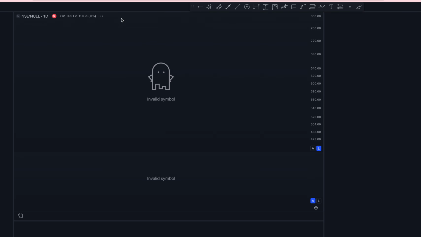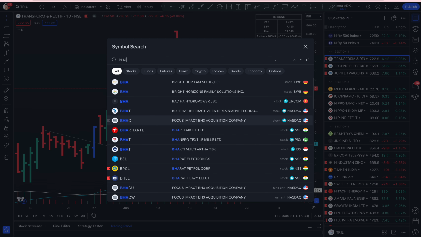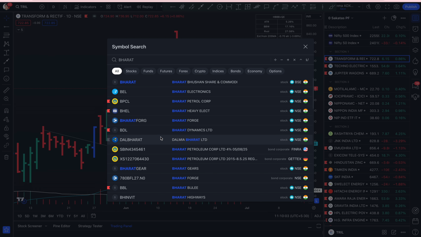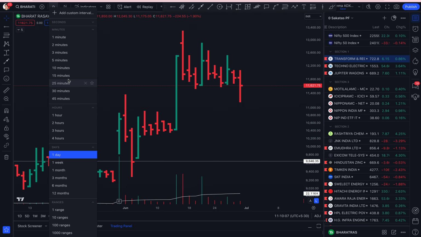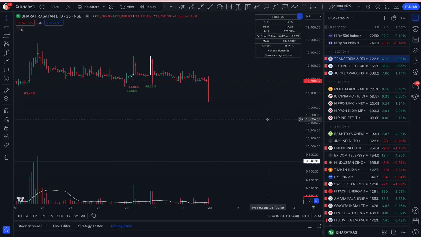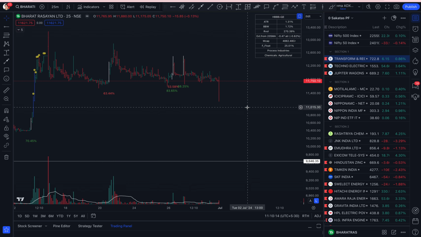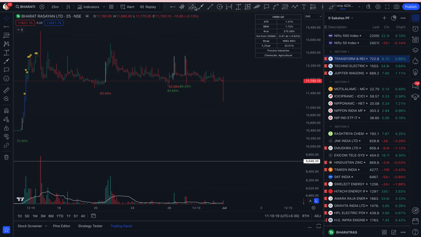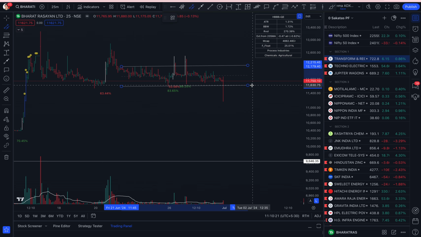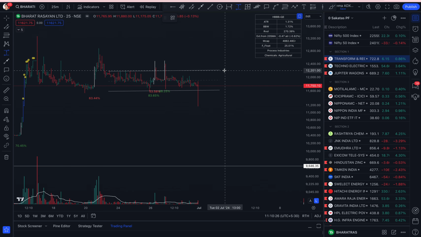So if I open up Bharat Rasayan in a 25 minute time frame, which is my favorite intraday time frame, Bharat Rasayan has been tight in this. Because in intraday you will find a lot of wicks, but let's say this is the tight zone. I'm sure I'll find a better intraday tight chart. But if you see, this tightness is, oh, this is still 4%.